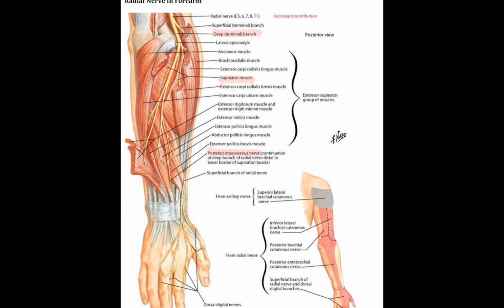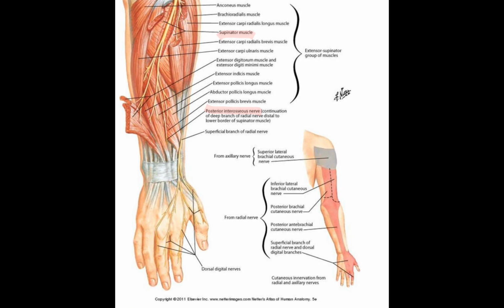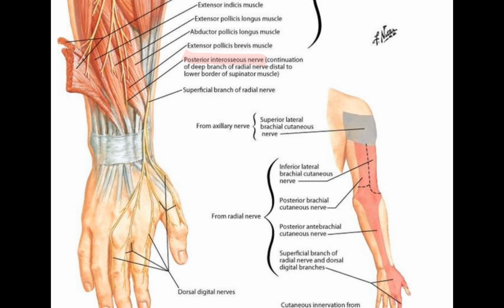Then we see the sensory supply. It gives the inferior lateral cutaneous nerve, posterior brachial cutaneous nerve, posterior antebrachial. Inferior lateral cutaneous was given in the second part in the radial groove, and posterior antebrachial was also given there. Posterior brachial cutaneous nerve was given in the axilla.